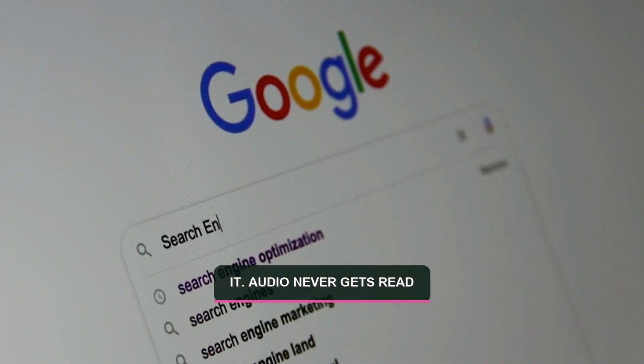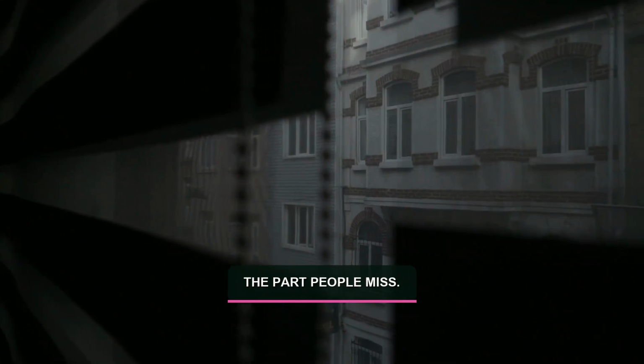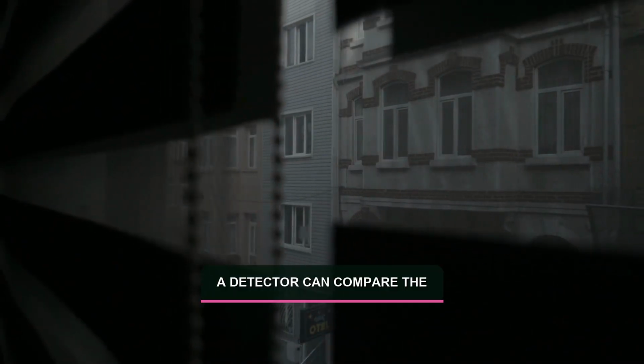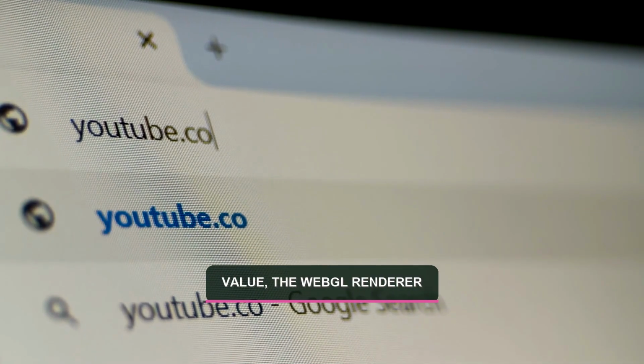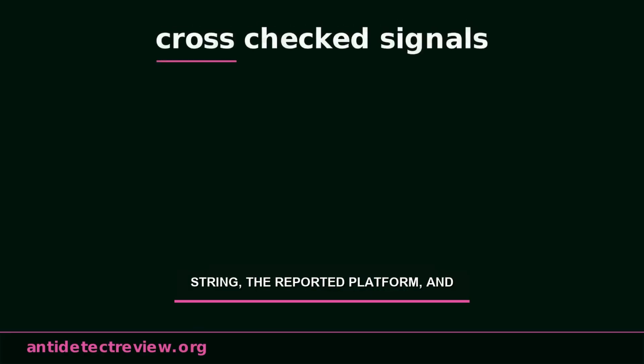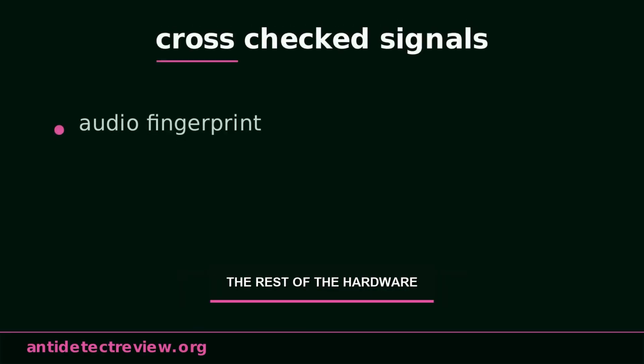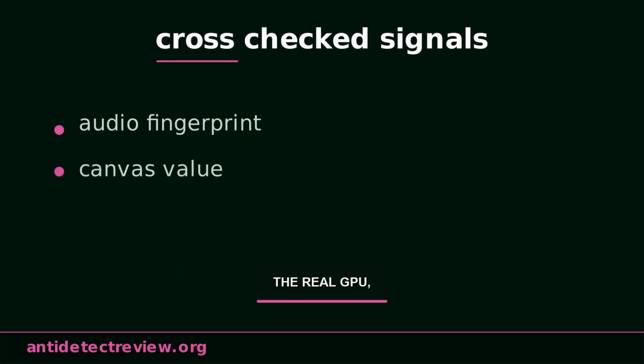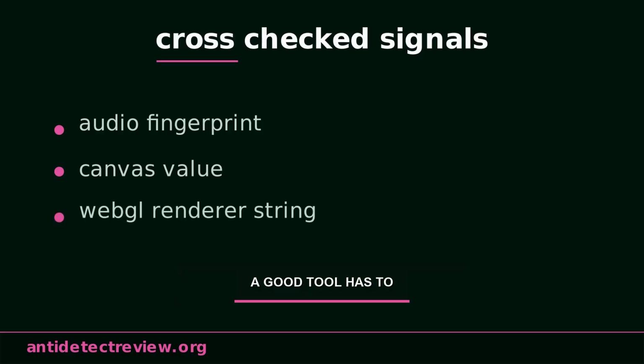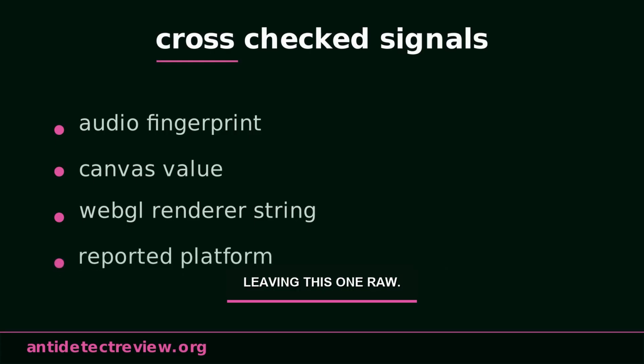Audio never gets read in isolation, and this is the part people miss. A detector can compare the audio fingerprint against the canvas value, the WebGL renderer string, the reported platform, and the rest of the hardware picture. If the audio has been spoofed to look like one kind of machine while the WebGL renderer string still reports the real GPU, the two disagree, and that contradiction is more damning than either value on its own. A good tool has to keep the whole hardware story consistent, not just quiet the signals people talk about most while leaving this one raw.